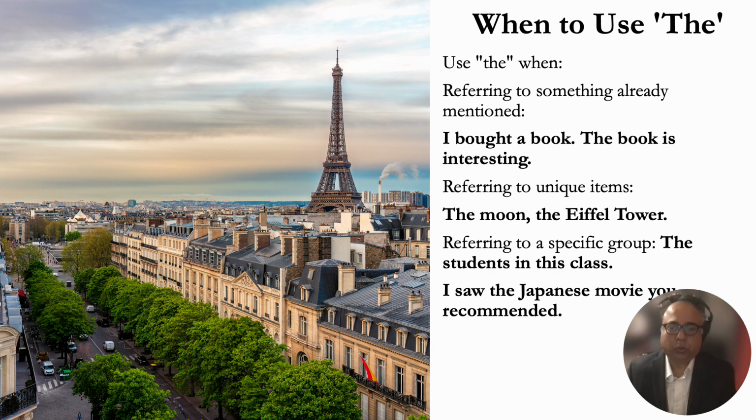The is used also to refer to unique items like the moon or the Eiffel Tower or a specific group. I could be talking to my colleague, to another professor. I could say, the students in my class are very intelligent. Or, hey, I saw the Japanese movie you recommended to me the other day. So that is the difference between the indefinite articles, a and an, and the definite article, the.